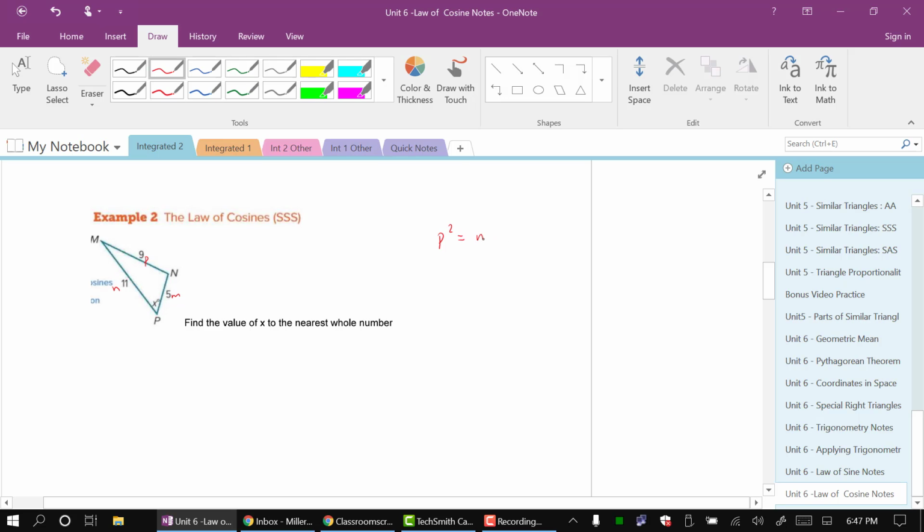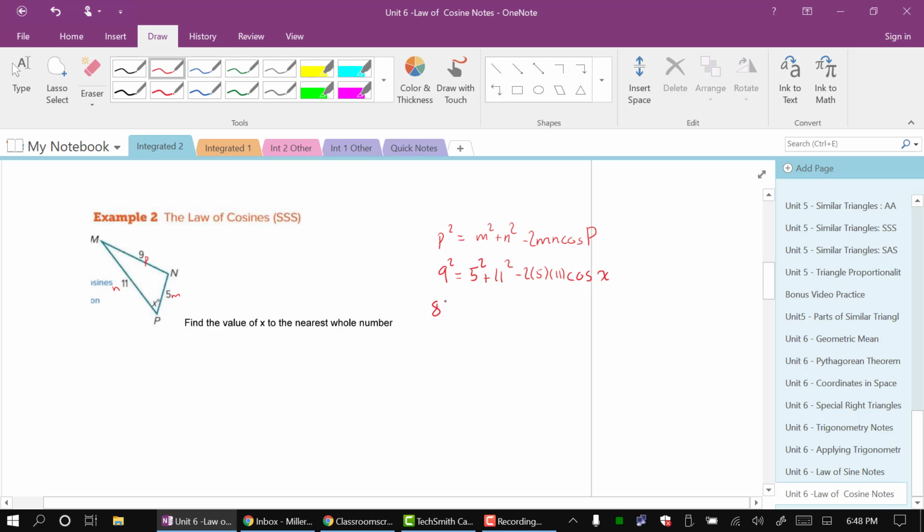m squared plus n squared minus 2mn cosine, and then again p. Plug in what we know. Small p is 9 squared, m is 5 squared, n is 11 squared, minus 2 times 5 times 11, and then cosine of x. We don't know what angle p is, so that's going to be x. So square all these out and add them up.